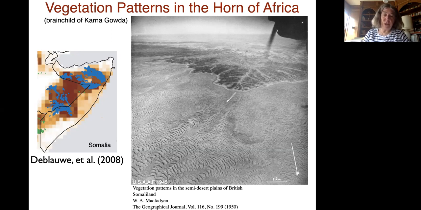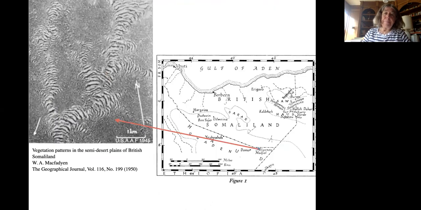So here's one of these early photographs of it from 1945 from this McFadden paper. Here's another one from that McFadden paper, and in the map that they gave in that paper, the sort of beautiful old school hand-drawn map of Somalia and Ethiopia.